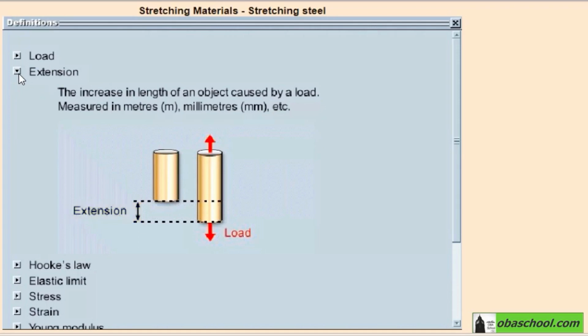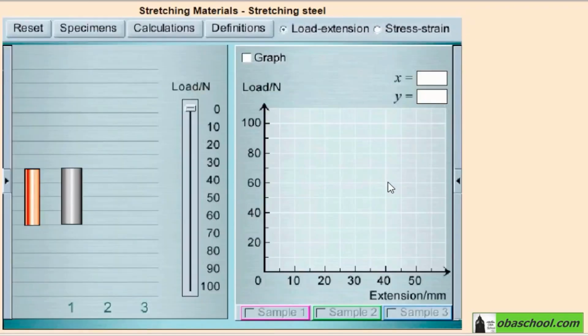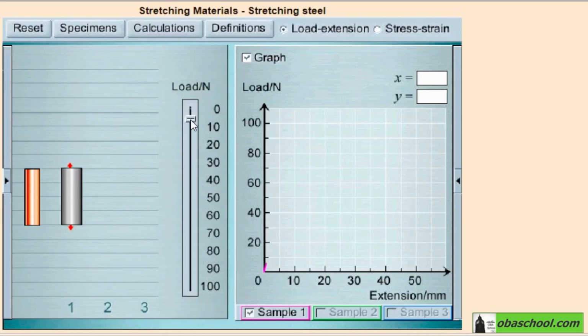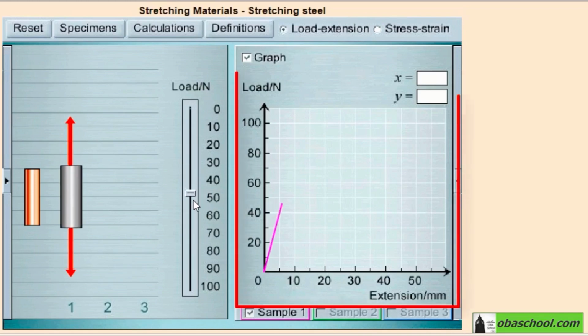Now let's return to the virtual lab and click on Graph, and we're going to use the load slider to stretch the specimens and watch the graph develops. So we will increase the load. Notice how the graph is developing.